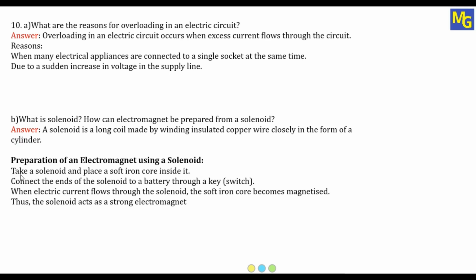So the first step, take a solenoid and place soft iron core inside it. So what is a solenoid? A solenoid is nothing but we are going to take a cylinder like this. So this is the cylinder. Imagine it is a cardboard cylinder, and around this cardboard cylinder we will take a copper wire which is insulated, and like this we are going to coil it.